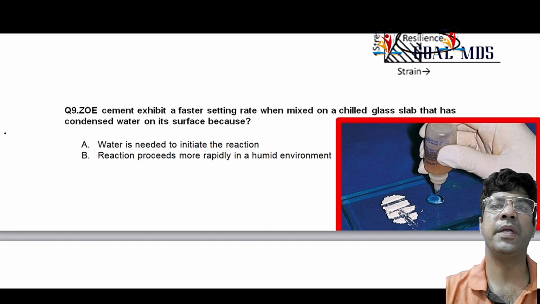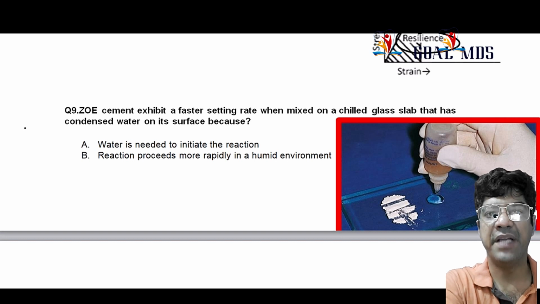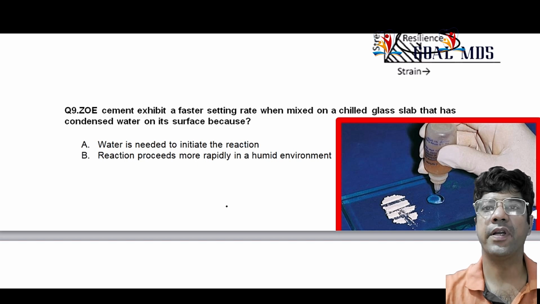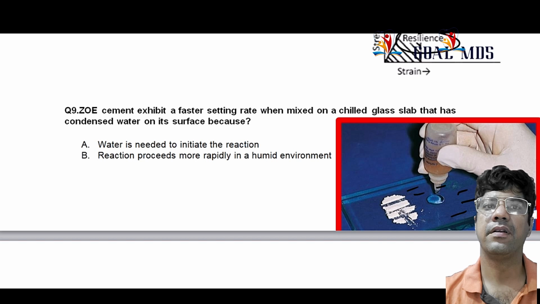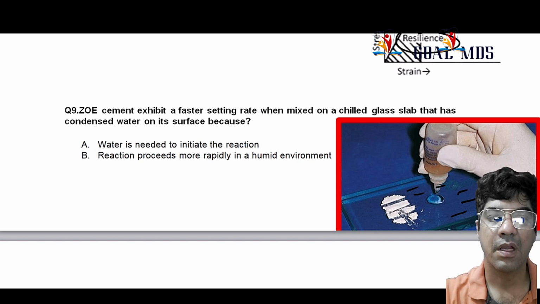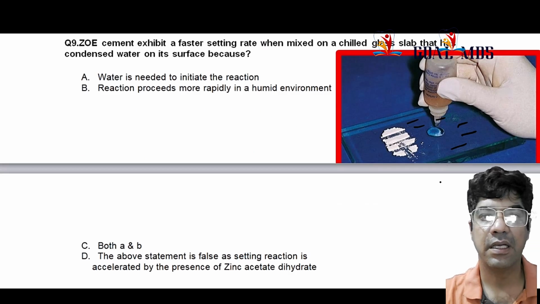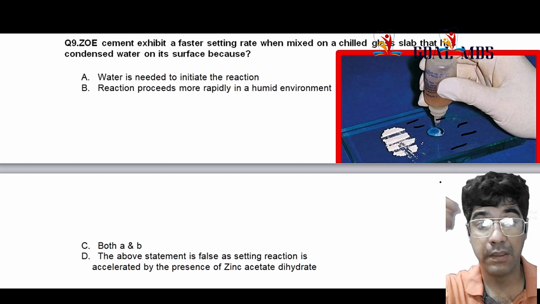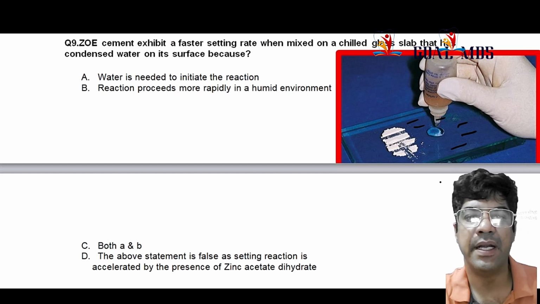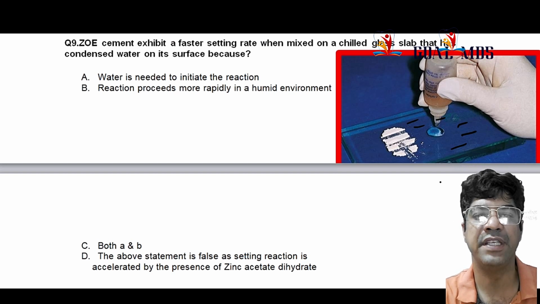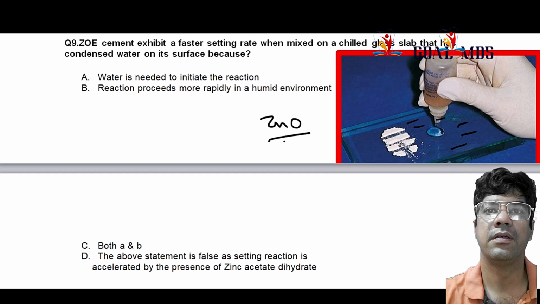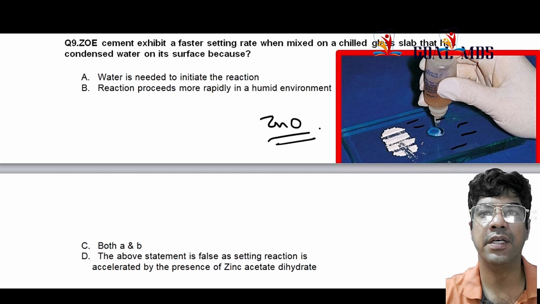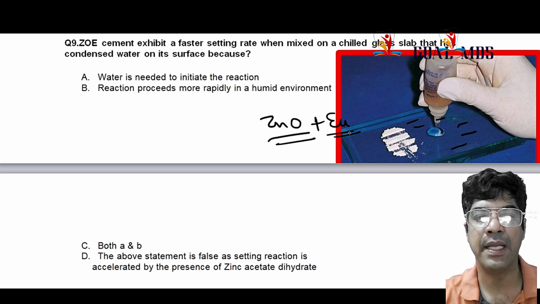Zinc oxide cement exhibits a faster setting rate when mixed on a chilled glass slab that has condensed water on its surface. So the water is necessary to initiate the reaction. Zinc oxide cement relies on a setting mechanism that involves the hydrolysis of zinc oxide and subsequent reaction with eugenol. So water is necessary to initiate this reaction, and it proceeds more rapidly in a humid environment.